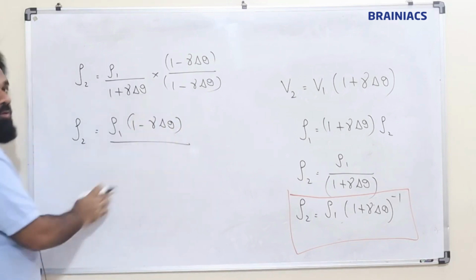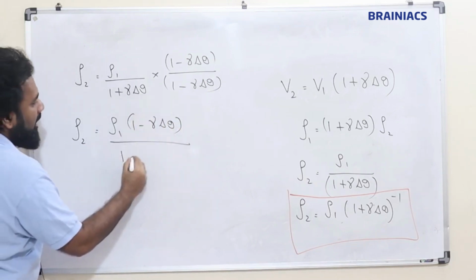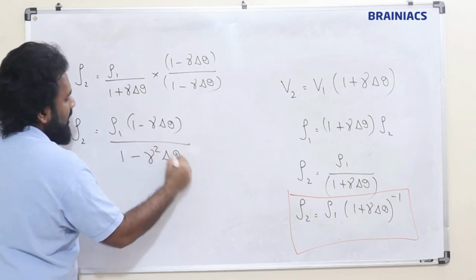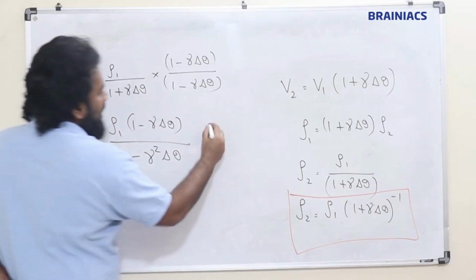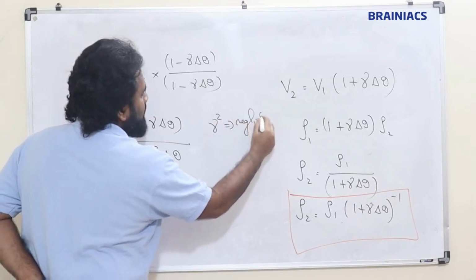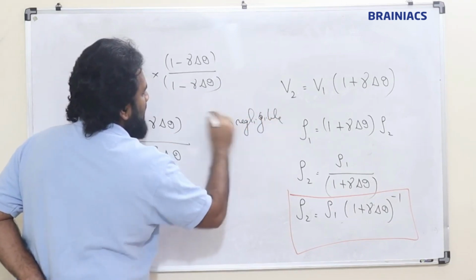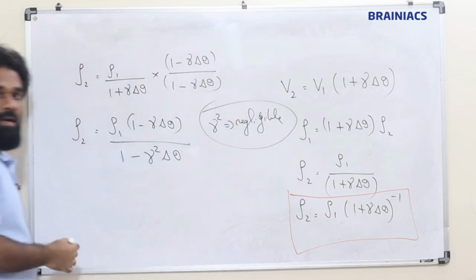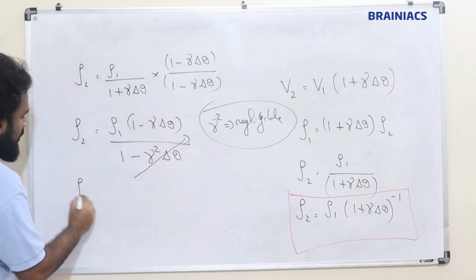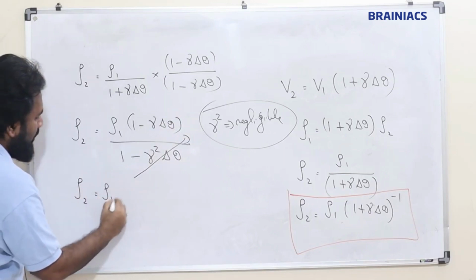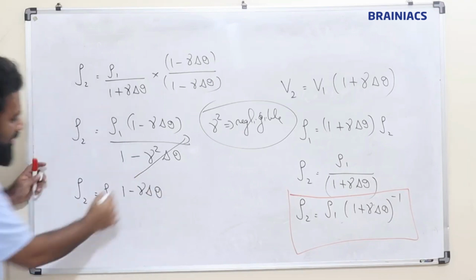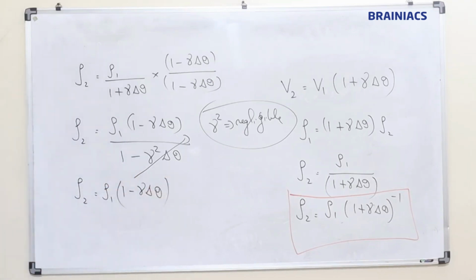This is like a plus b into a minus b, so a minus b all square. So I can write 1 minus gamma square delta theta. So here gamma square is what? Negligible. Gamma square is negligible, so this we can avoid. So rho 2 is equal to rho 1 into 1 minus gamma delta theta. Okay, so this is the relation. Clear?